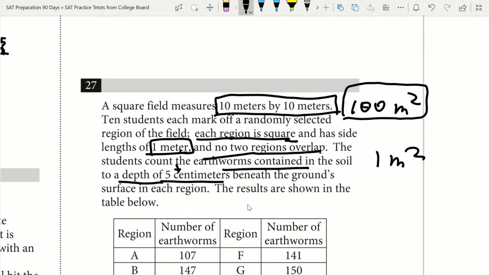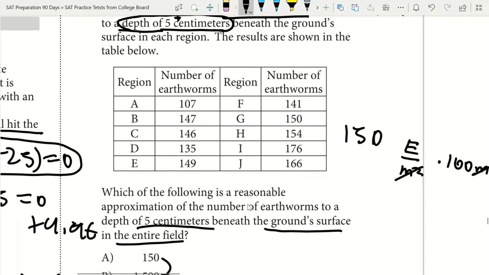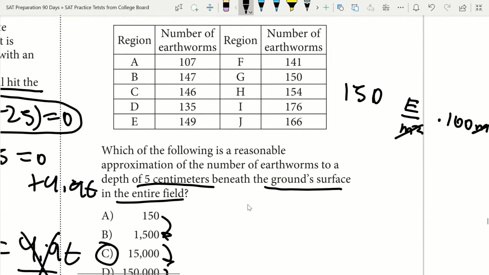So any measurements I get, I want to pay attention to. Any restrictions, such as no two regions overlapping, I want to pay attention to. Anything with shapes, I want to pay attention to, such as each region is square. Anything with depth, that's also a measurement, I want to pay attention to that. Anything like that, right?